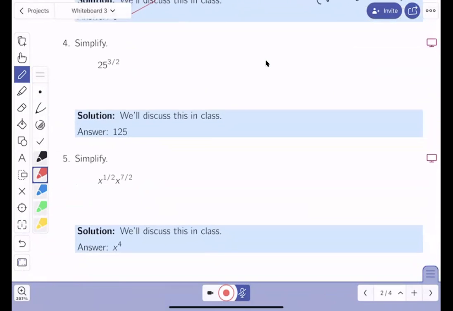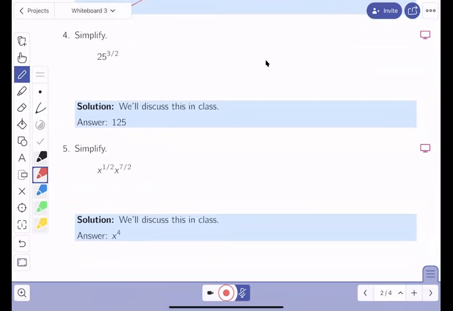All right, number 4, which is 25 to the 3 halves. I'll write that down, and it's a little bit difficult, it's an improper fraction. What do they want? They want 3 of the 2 equal factors of 25. Oops, sorry about that.